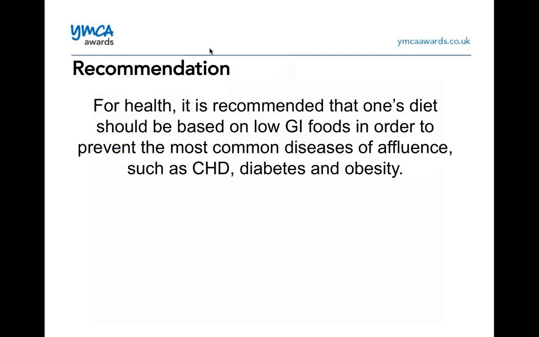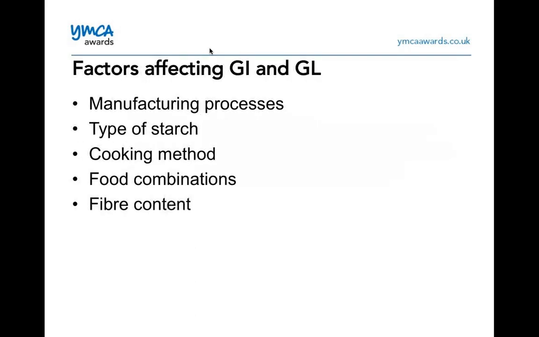For health, it's recommended that one's diet should be based on low GI foods in order to prevent the most common diseases of affluence, such as coronary heart disease, diabetes and obesity. Factors that affect GI and GL would be things like the manufacturing process, type of starch, the cooking methods, the food combinations, and its actual fiber content.